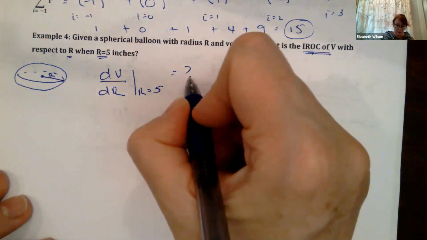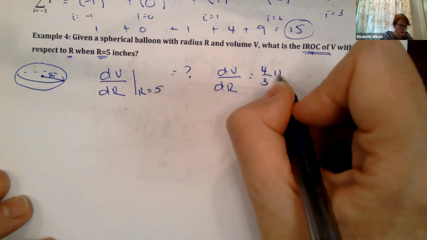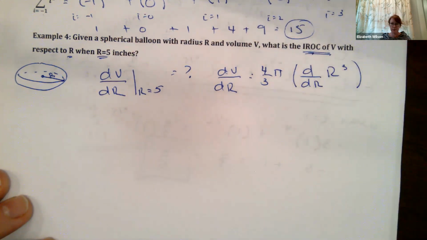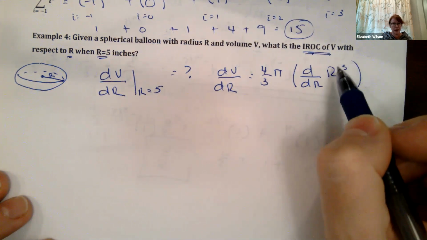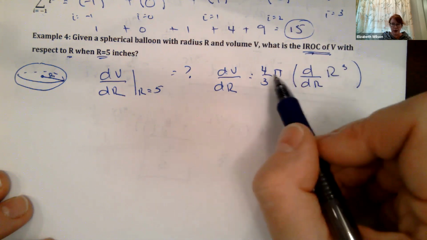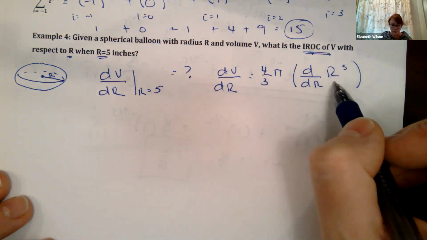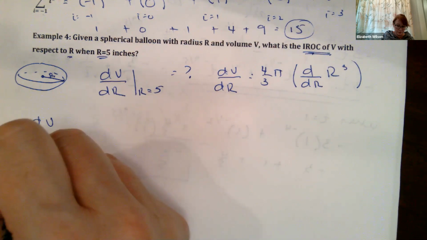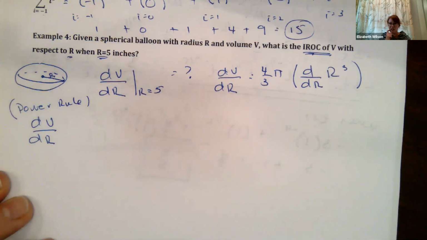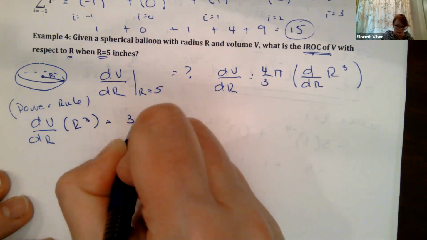Okay, so let's write things out. dV/dr equals 4/3 pi d/dr of r cubed. So this is with respect to the radius. I want to take the derivative with respect to r. I'm going to take 4/3 pi r cubed, which is my volume, and take the derivative of r cubed. Here we're going to use our power rule. So it's a little easier. I don't have to do the limit like I did before. d/dr of r cubed equals 3 r squared.